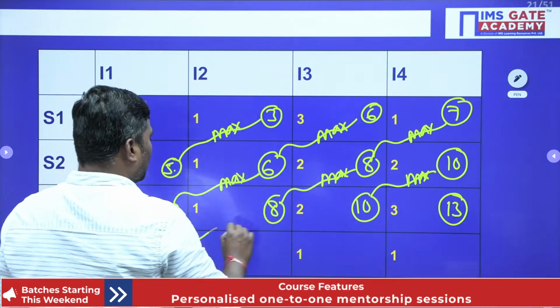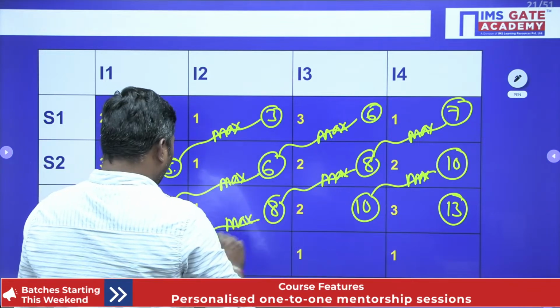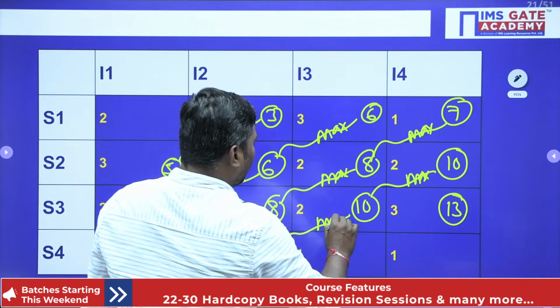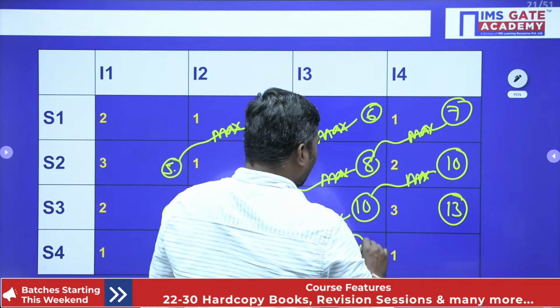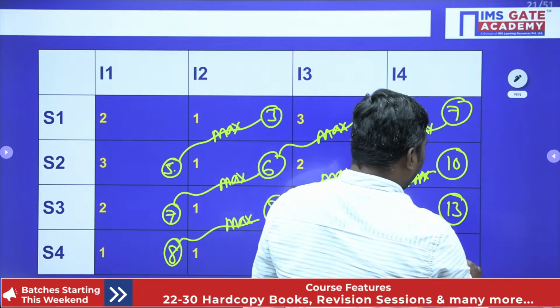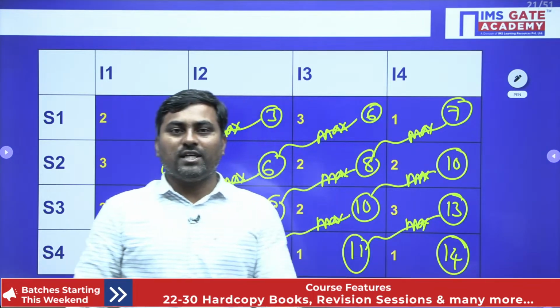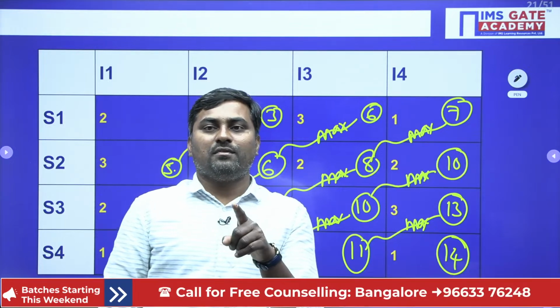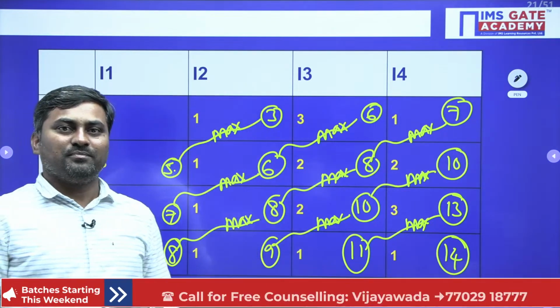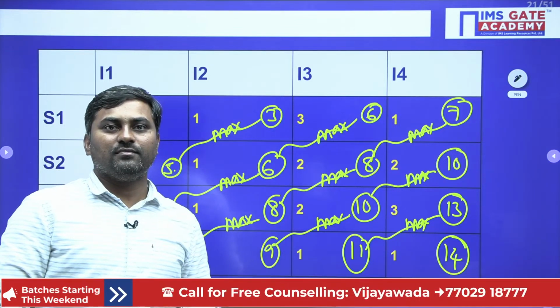Then the maximum of these 2. What is the value? Maximum of these 2: 8. 8 plus 1 is 9. Then take the maximum of these 2 values: 10. 10 plus 1 is 11. Take again the maximum of these 2 values: 13. 13 plus 1 is 14. Yes, first cycle got it. First cycle answer is clear. 14 only we got. Say yes or no?